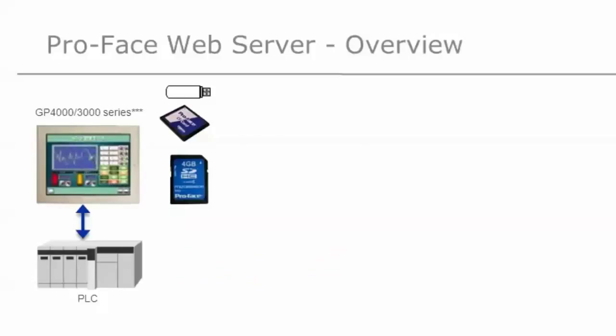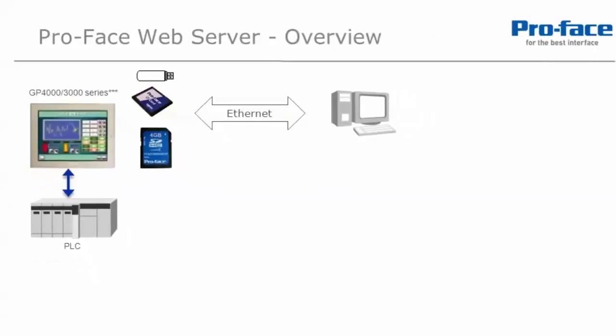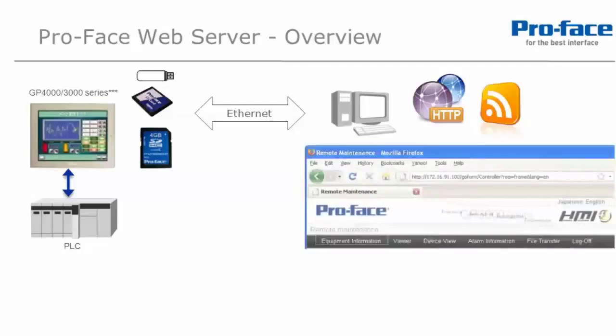Connect the GP4000 or GP3000 HMI via the onboard Ethernet port to a PC or other web-enabled device. Once connected, we now have access to website features that the Proface GP4000 and GP3000 series HMIs provide. This can be something as simple as a web page, or more advanced things like RSS feeds.